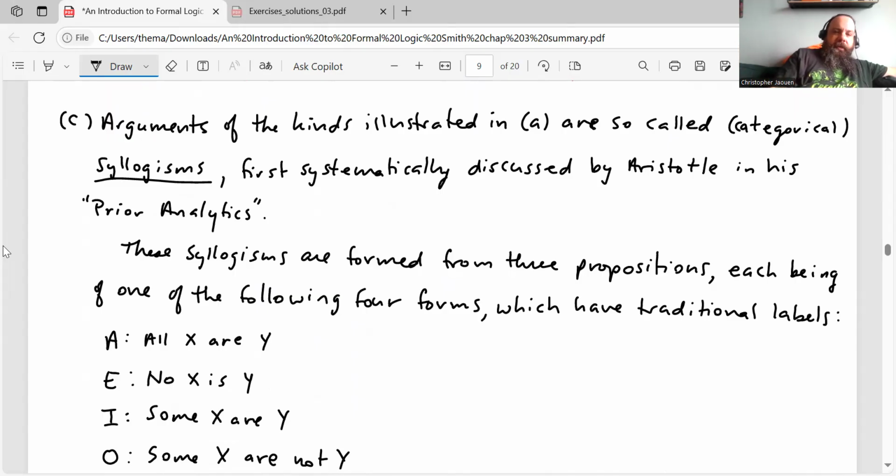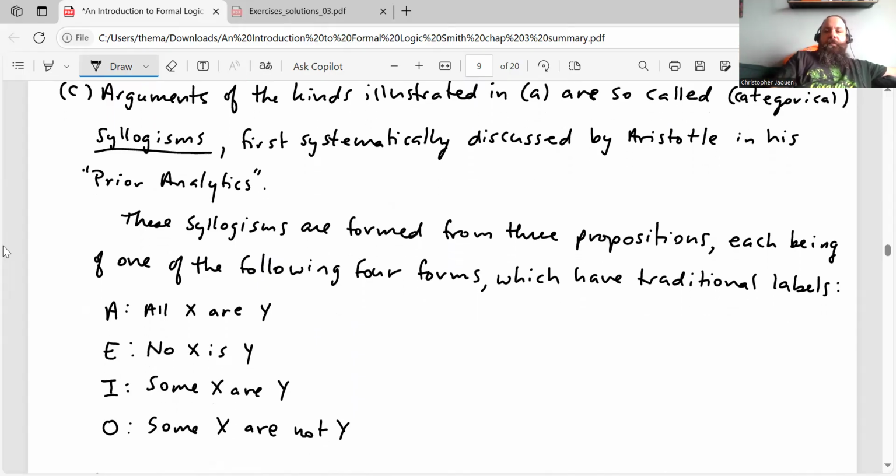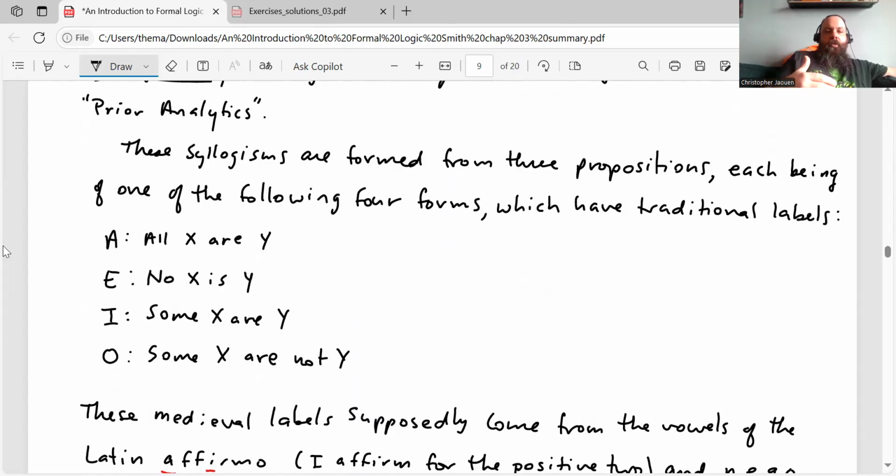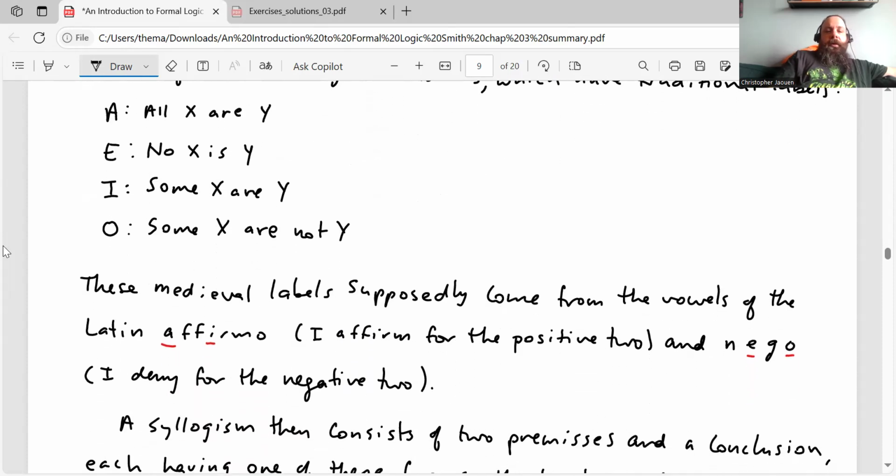Okay, anyway, these syllogisms are formed from three propositions, each being of one of the following four forms, which have traditional labels. So they're labeled A, E, I, or O. A is all X are Y, E is no X is Y, I is some X are Y, and O is some X are not Y. These medieval labels supposedly come from the vowels of the Latin affirmo, or in other words, I affirm, for the two propositions A and I.